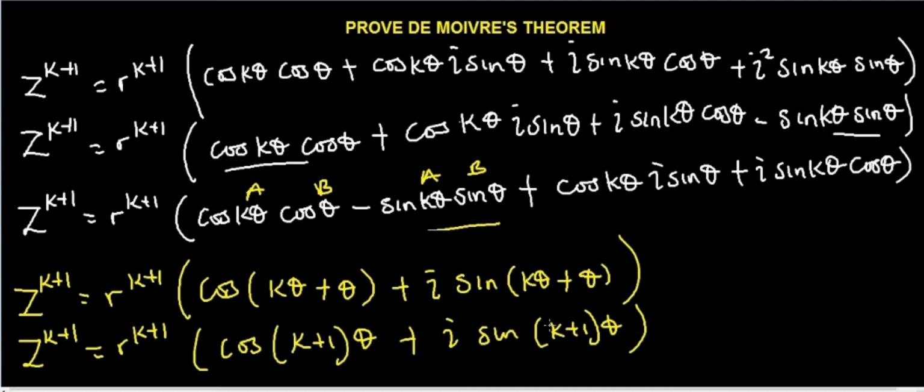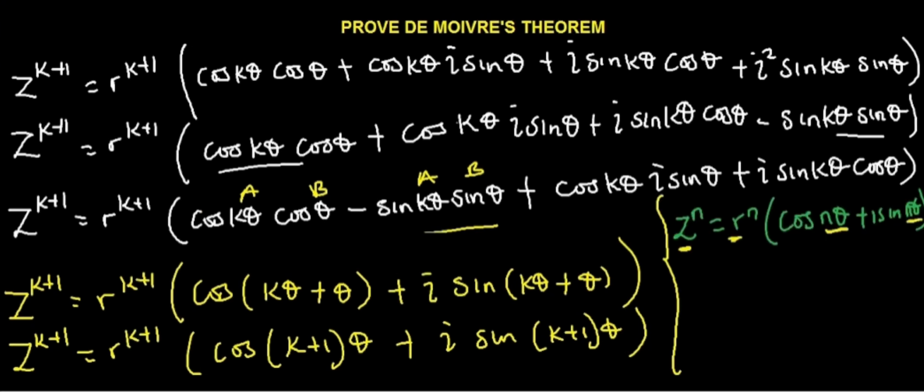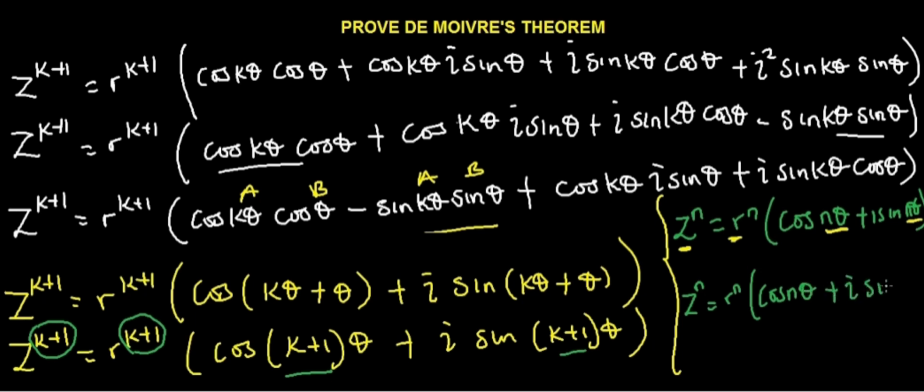So you can see that when we have k plus 1 on r as a power of z, it actually came down to multiply the theta. So that means z to the power n equals r to the n times cos n theta plus i sin n theta is actually true. This is how to prove De Moivre's theorem.